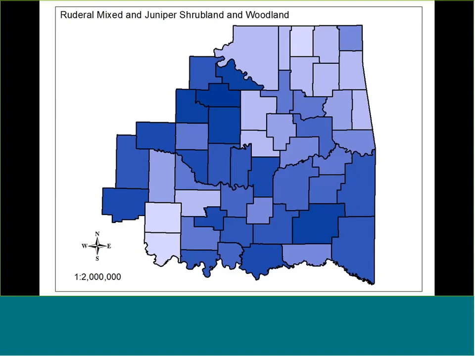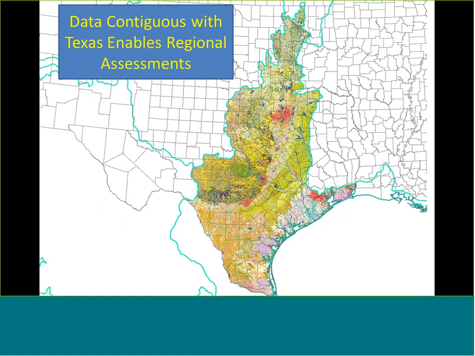We also did a project with the LCC related to prairies, and this is just showing how the Oklahoma and Texas data are compatible with each other, and you can do regional assessments across the state lines with the data set. As I said, almost 11% of the contiguous USA is done in this data set, a unified data set for Oklahoma and Texas.